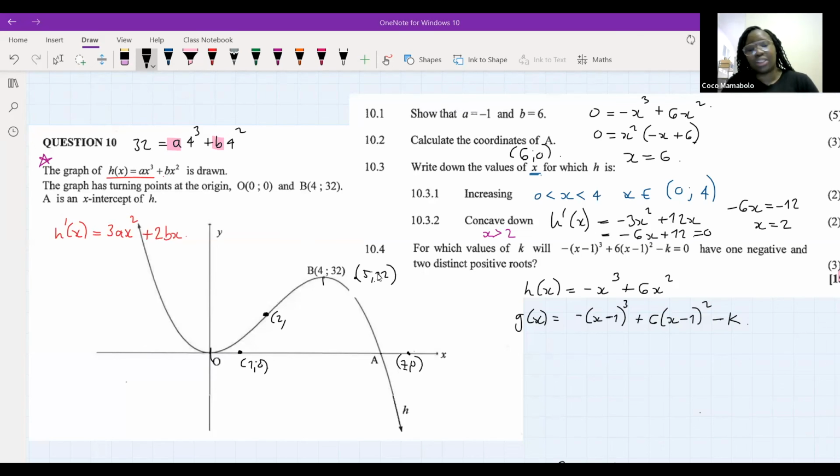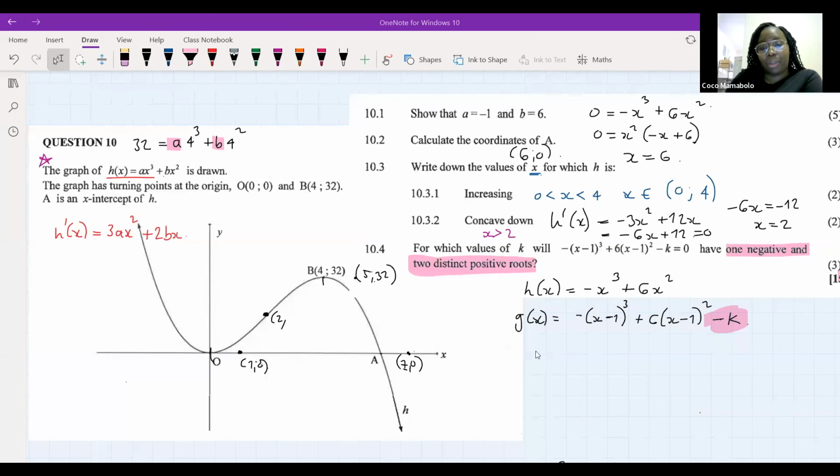But that's not what they're interested in. What they're interested in is this negative k over here. Now they say, for which values of k will our k value have 1 negative and 2 distinct positive roots? Okay, let's think about what that means.